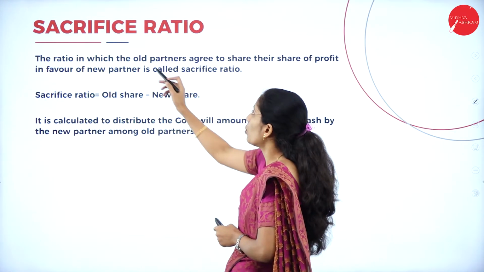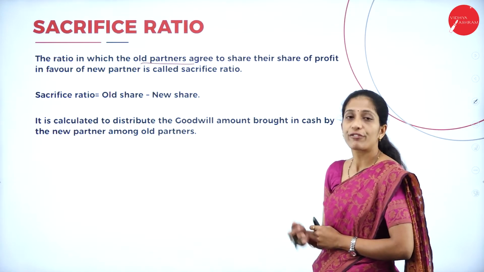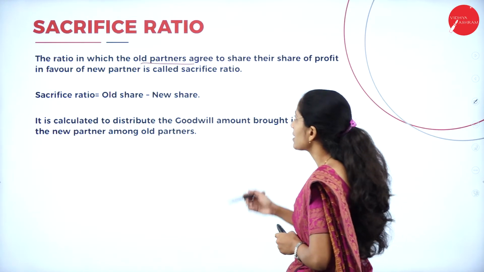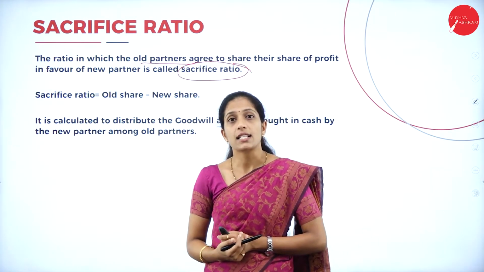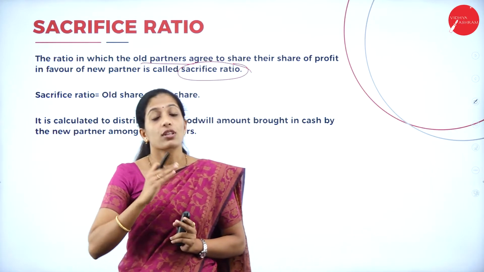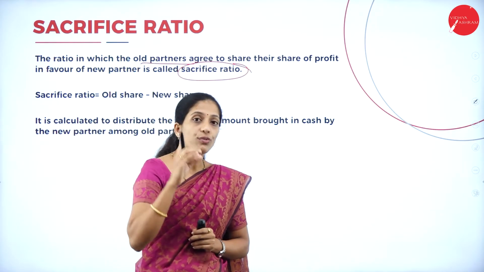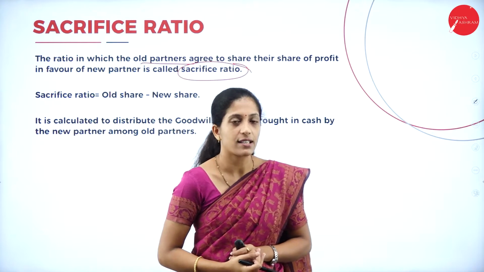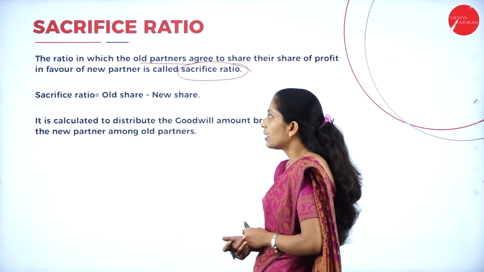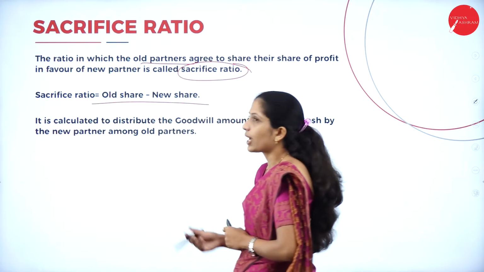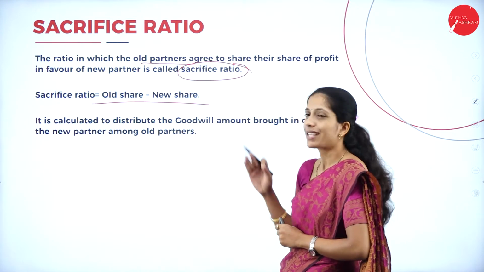The ratio in which old partners agree to share their profit in favor of the new partner is called sacrifice ratio. As you know, when a new partner enters into an existing partnership firm, the old partners will sacrifice their share of profit, right? So in which ratio are they going to sacrifice? That ratio is called what? Sacrifice ratio.